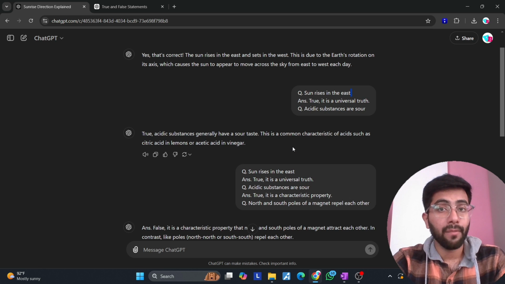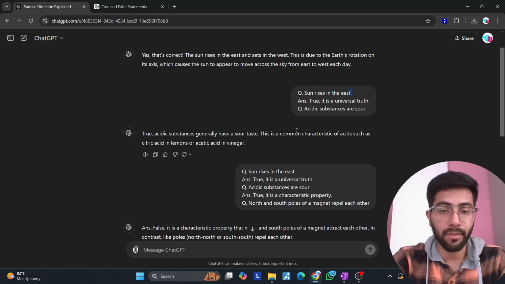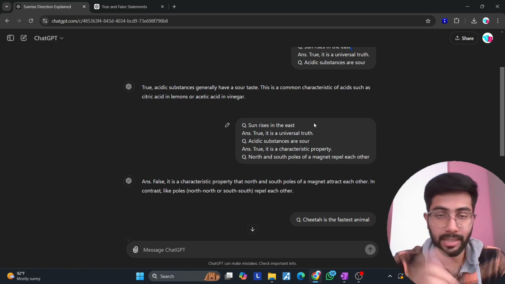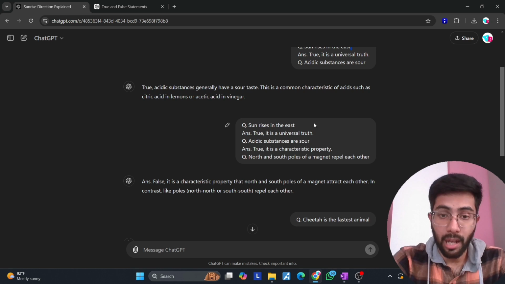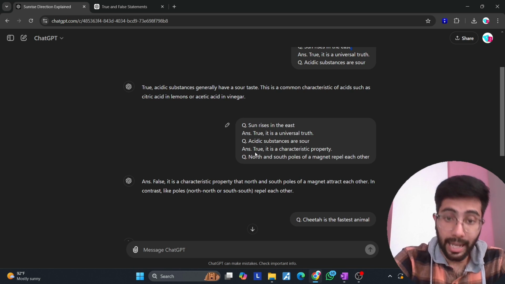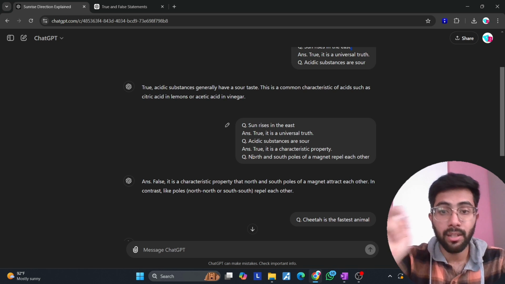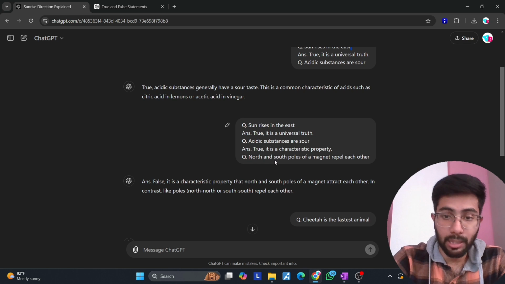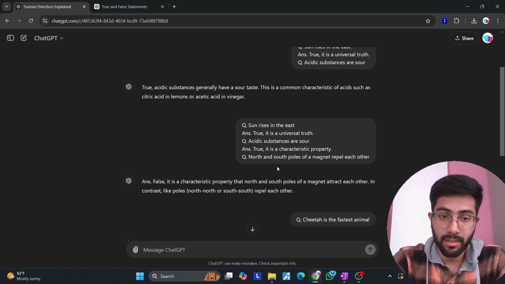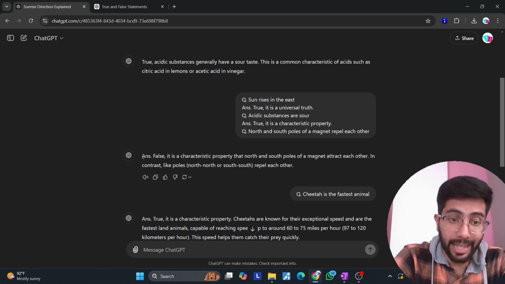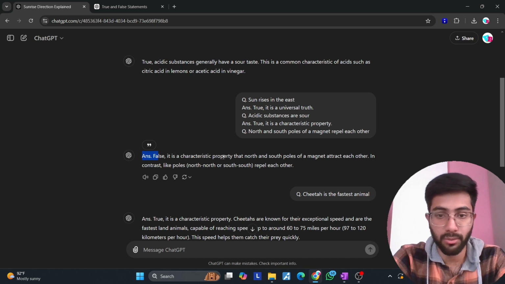So I'll try few shot, because one shot didn't work. I'll say "sun rises in the east" is, let's say, the question or the input. Output has to be "ans dot true, it is a universal truth." For "acidic substances are sour," the output should be "ans dot true, it is a characteristic property." Then if you say "north and south poles of a magnet repel each other," you can see it has improved a lot. It's now using ans and saying false, and so on.